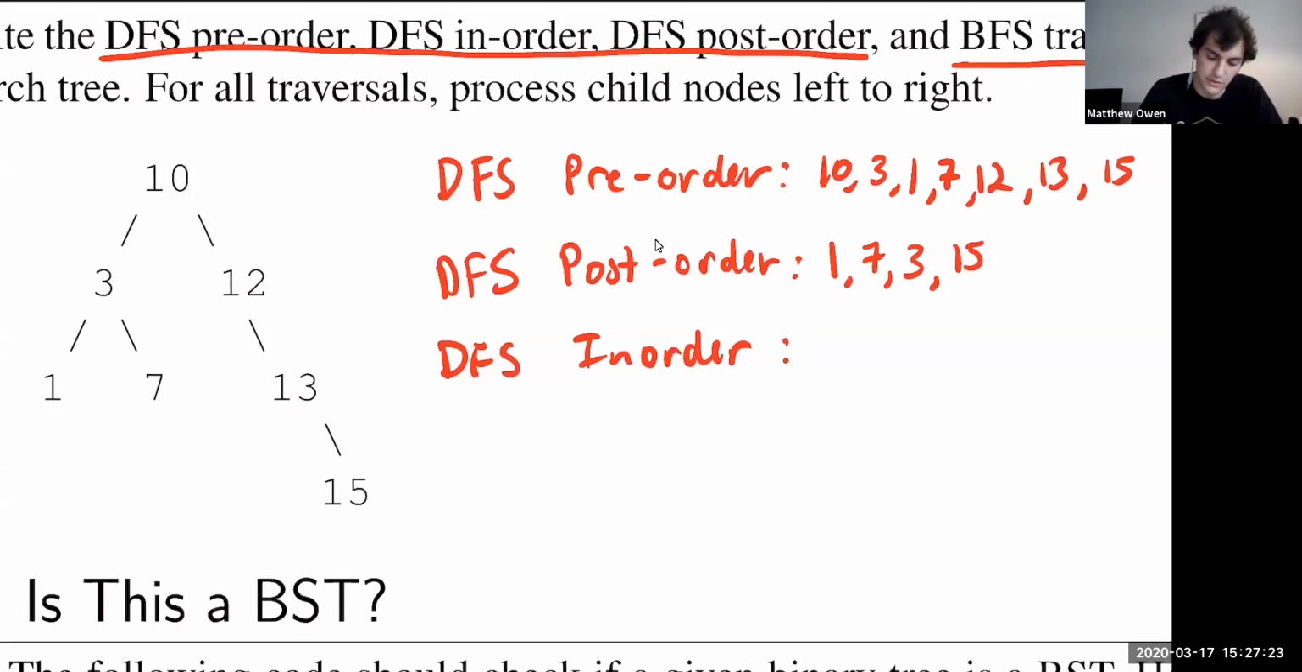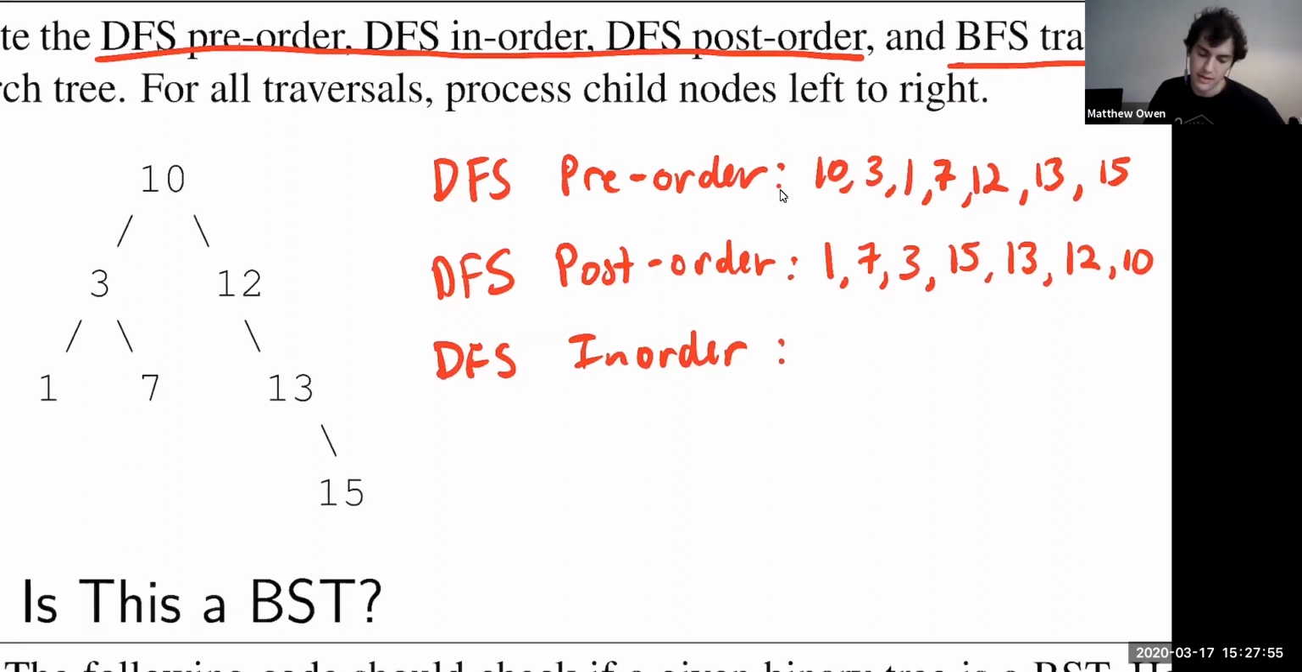No, we visited its only child, so we add 13. Similarly, we add 12. And last but not least, we finally make it back up to the top node here. We visited all of the children, so now we add 10 to the post order list. So that's pre-order and post order.